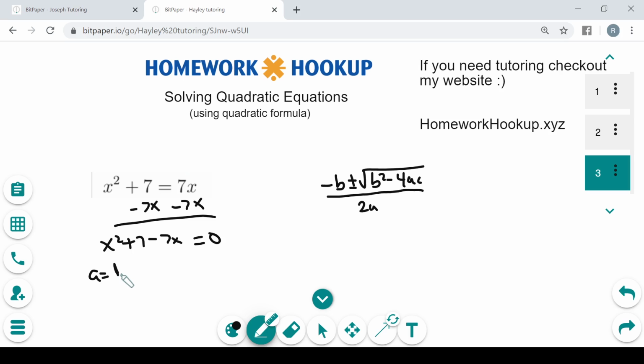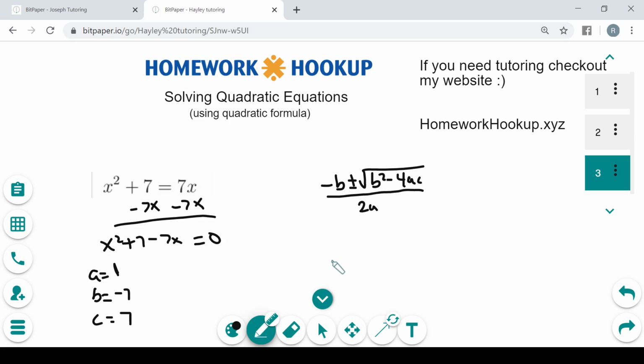Our b term, I didn't write this in descending order for x, but it's fine. The b term is going to be the term that's in front of x. So our x is negative 7x, so our b term is going to be negative 7. And our c term is going to be the constant. The constant here is just going to be the 7. The constant is always the one that doesn't have a variable, doesn't have an x.